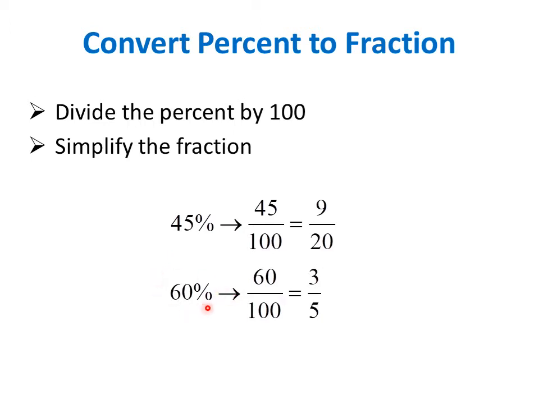Next, how about 60%? So let's divide 60 by 100. Another way to remember this, of course, is to consider that percent is per 100. So we have here 60 per 100, or percent. So what is the common factor of 60 and 100? Of course, that is 20. 60 divided by 20 is 3, and 100 divided by 20 is 5.